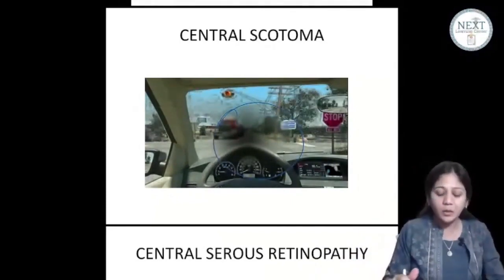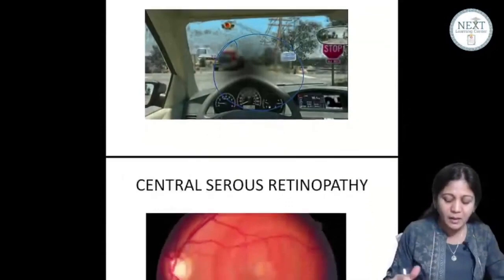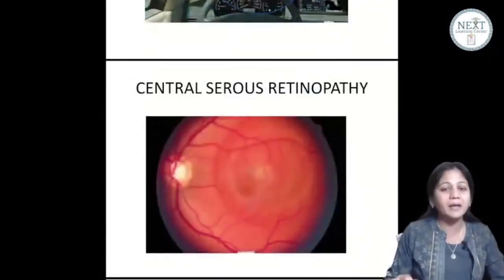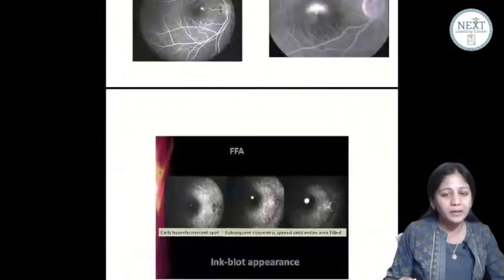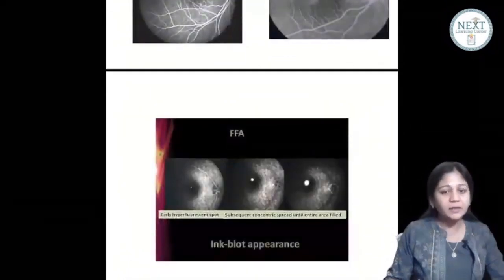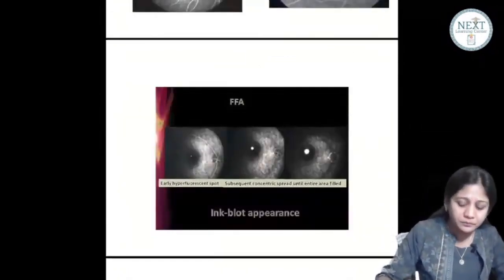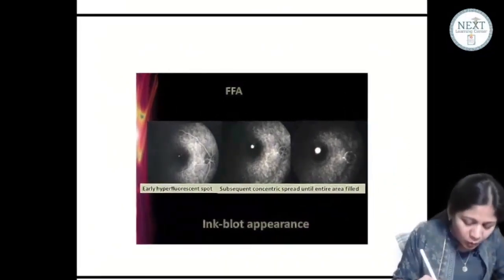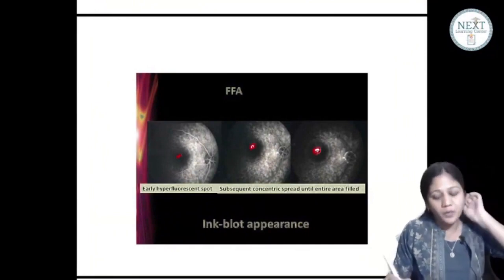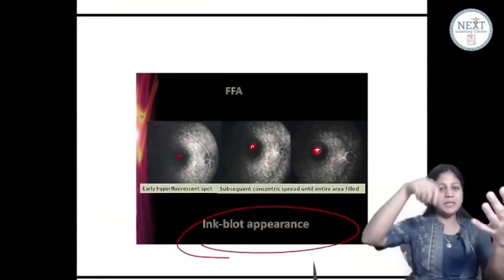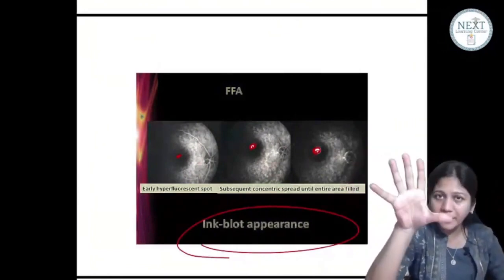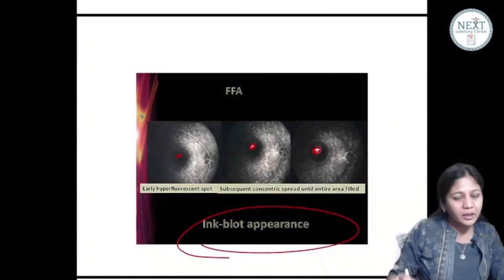Okay, now when you do FFA of these patients, you will see one of two patterns. What can be the pattern? Please see. The first pattern can be an ink blot appearance. The meaning of ink blot is that when you do FFA, you see a small white dot which increases in size and color. Ink blot. If you have ever dropped ink from an ink pen on something, what happens? It spreads like ink from a pen. So this is your ink blot appearance.